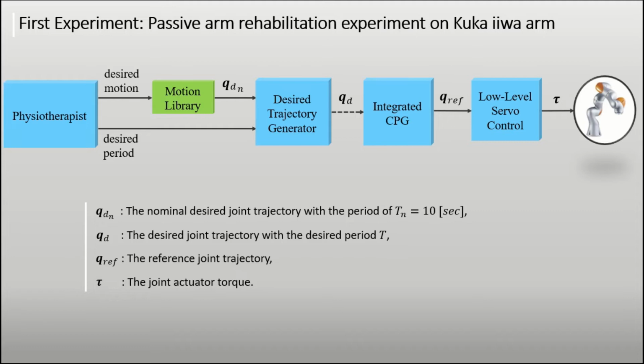During the experiment, the physiotherapist chooses the desired nominal motion and the desired time period. For the desired nominal motion, we read the desired nominal joint trajectory from the motion library. Then the desired trajectory generator converts the nominal trajectory to the desired trajectory whose time period is equal to the desired time period set by the physiotherapist. The CPG generates the reference joint trajectory. And finally, the low-level servo control ensures that the reference trajectory is followed.